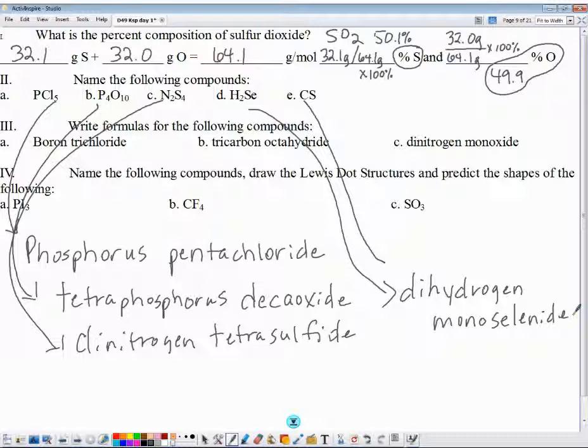Okay, Thomas, what is the name of CS? Carbon monosulfide. Good. Carbon monosulfide. Instead of sulfur, it's sulfide. Any questions on how you do naming? Okay, so Nate, can you tell me then what is the formula of boron trichloride, please? This guy right here. BCl3. Good. Lauren, what is the formula for tricarbon octahydride?